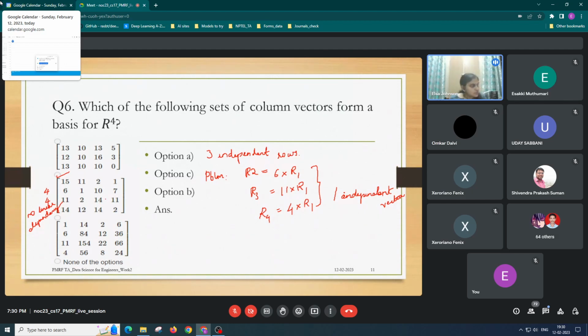Aditya, are you asking a question, or are you saying that there is linear dependency in the second option? Okay. If there is linear dependency, you can't form the basis. You have to see if there is a dependency. In that case, you can't form the basis there. Okay, is it clear?